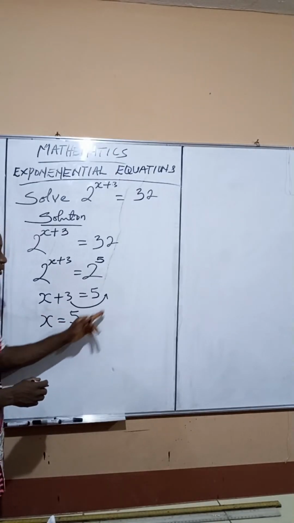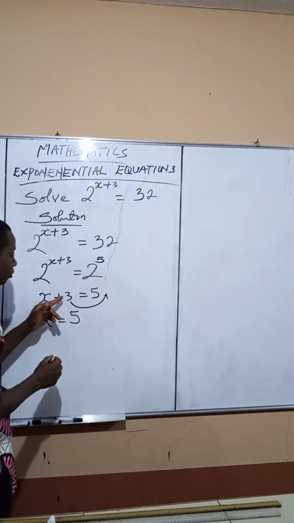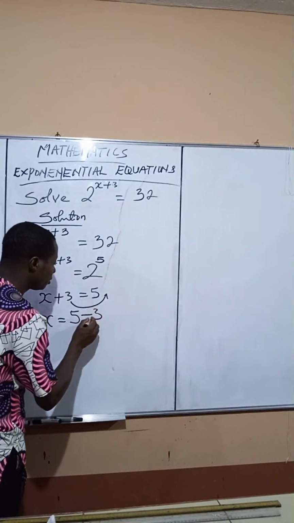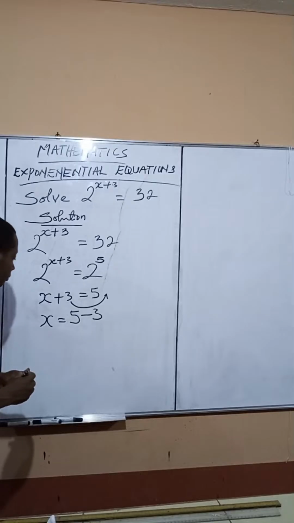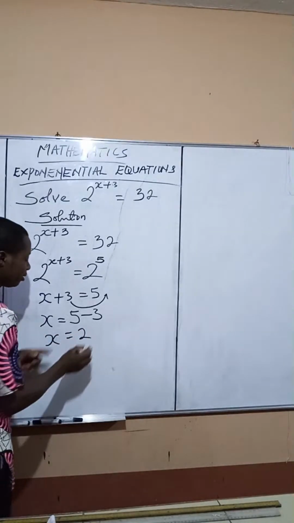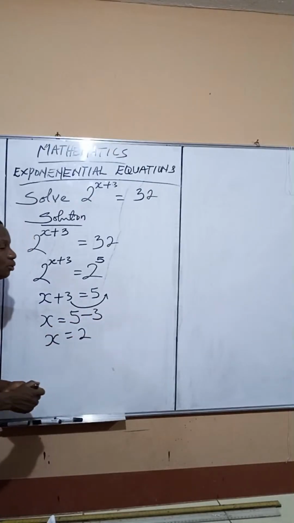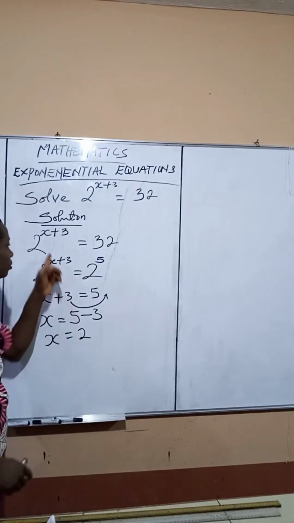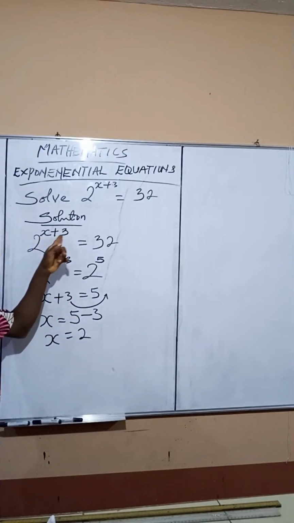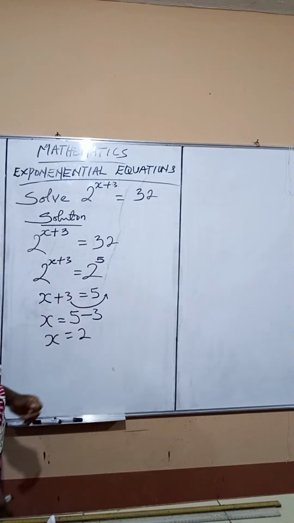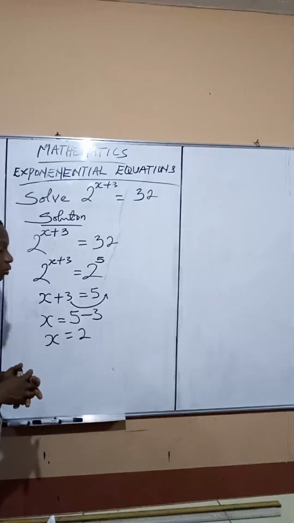When plus is crossing, it changes to minus. So this becomes minus 3, and this gives us x equals 5 minus 3, which is 2. If you want to check if you are correct, bring this 2, put it here. 2 plus 3 is 5, and 2 raised power 5 is 32, just like we have proven it before. So that is the solution to the question.